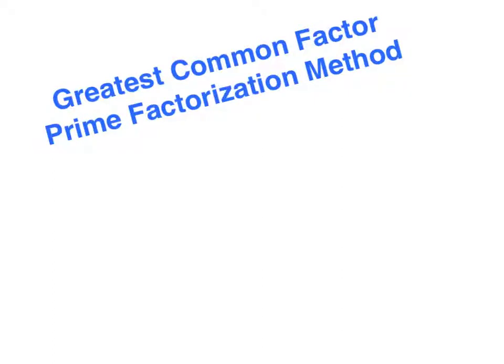Let's explore another method for finding the greatest common factor of a set of numbers. This is called the prime factorization method. This time, instead of listing all the factors of each number, we're going to make a factor tree for each number, and then we're going to list the prime factorization of each number.